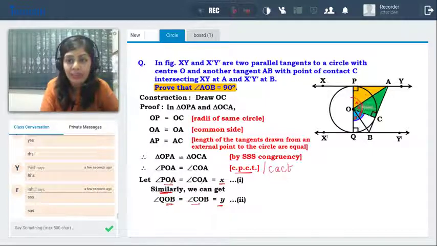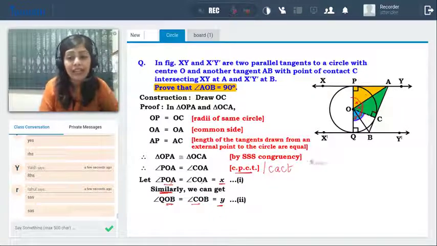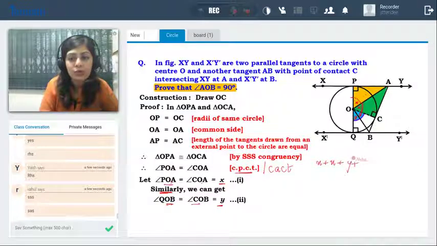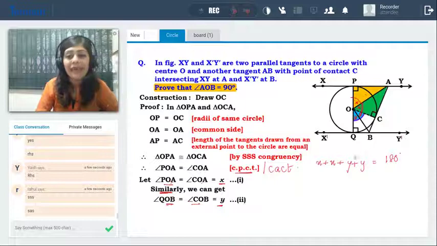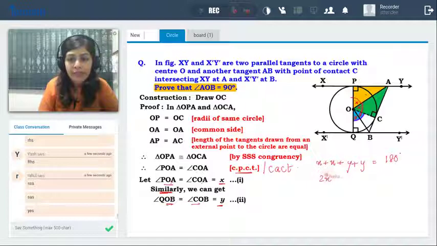Now look at X, X, Y, Y. They are angles on a straight line PQ. So can I say X plus Y is equal to 180 degrees? Yes, students, I can always say X plus Y is 180 degrees. Now, that gives me 2x plus 2y is equal to 180 degrees.